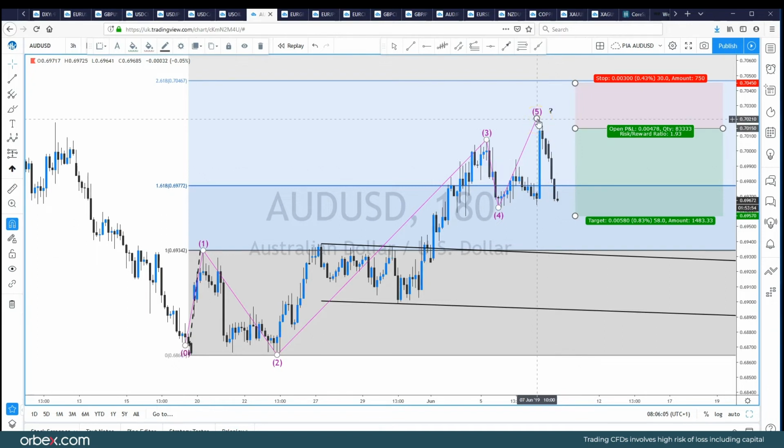We've seen a decent move to the downside overnight. There is some support at 69.57. So we're not looking at selling into current levels, but we're actually looking at selling into rallies or potential rallies today with a stop up here at 70.45.